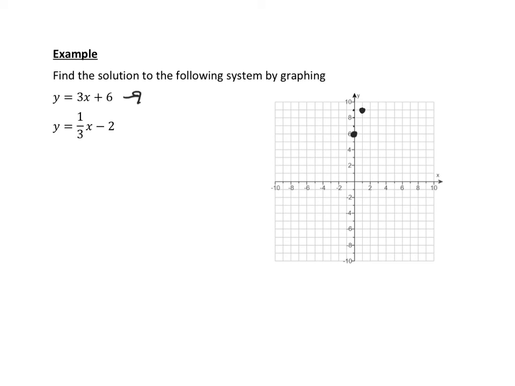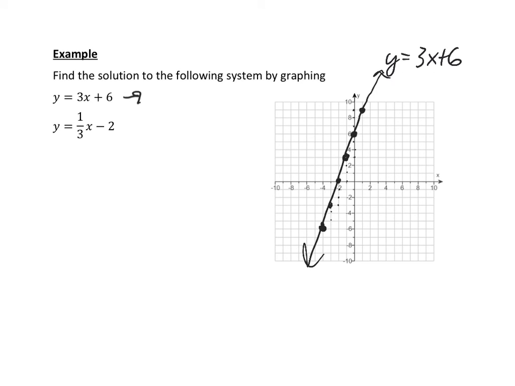And if I did that again, I'd be going off the page. So let's go the other direction. If I go down 3, I'd need to go left 1. Down 3, left 1. And the reason that I'm putting a bunch of points for this is, remember, I'm looking for the point where the two graphs intersect. So here's my y equals 3x plus 6.